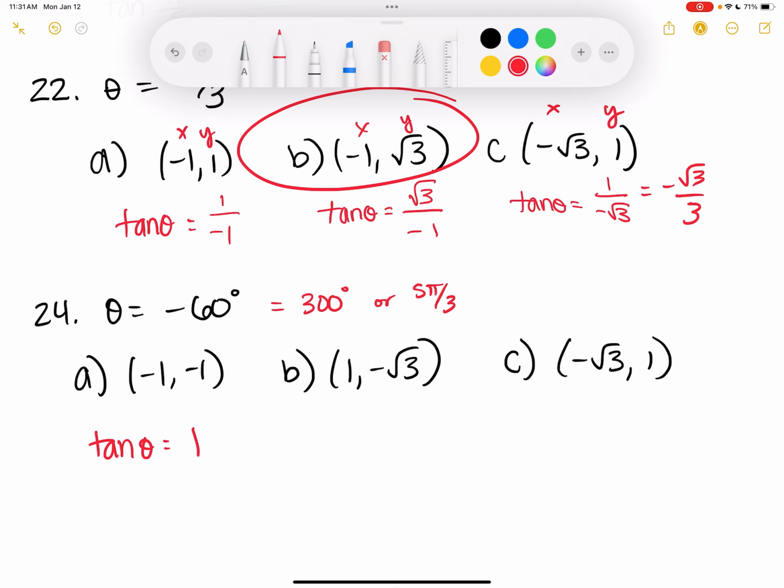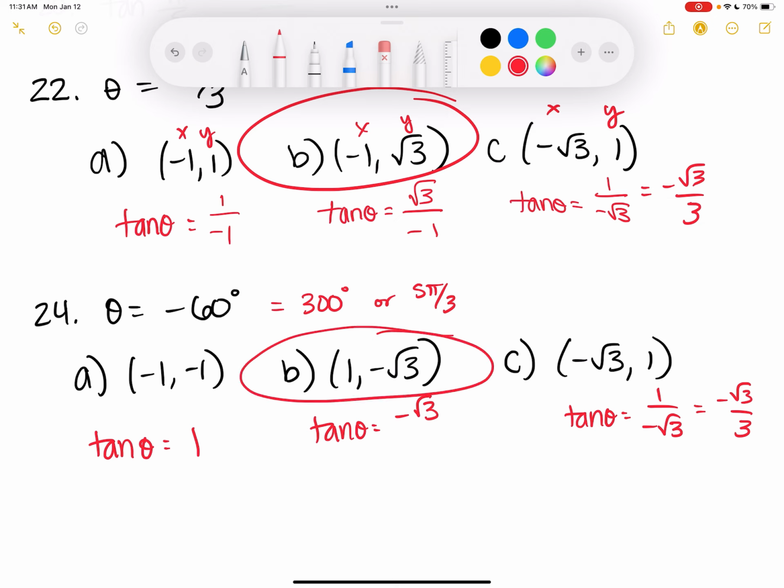Tangent of theta here is negative root 3 over 1, so just negative root 3. And then over here, tangent of theta is equal to 1 over negative root 3, or negative root 3 over 3. So which one is tangent of 300? B. Because tangent there is negative root 3.